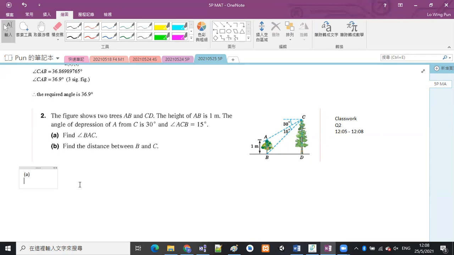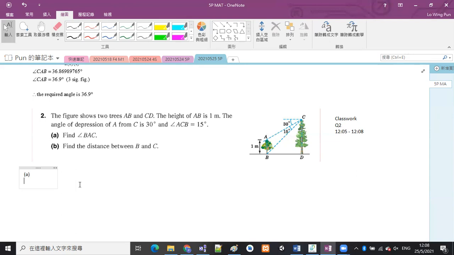Part A. Do you need any special formula to find the angle BAC? No. Okay. So how to find this? Let's do part A together. Which angle will you find first? That's right.